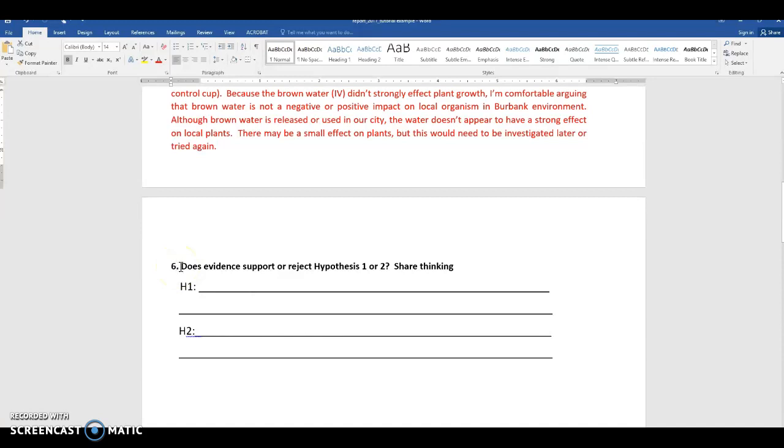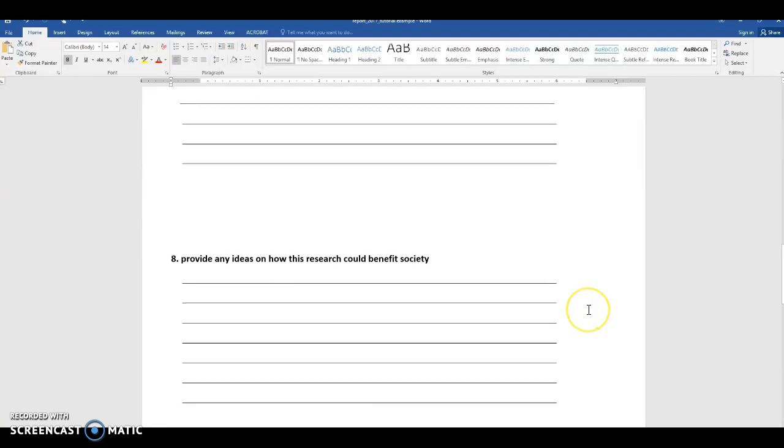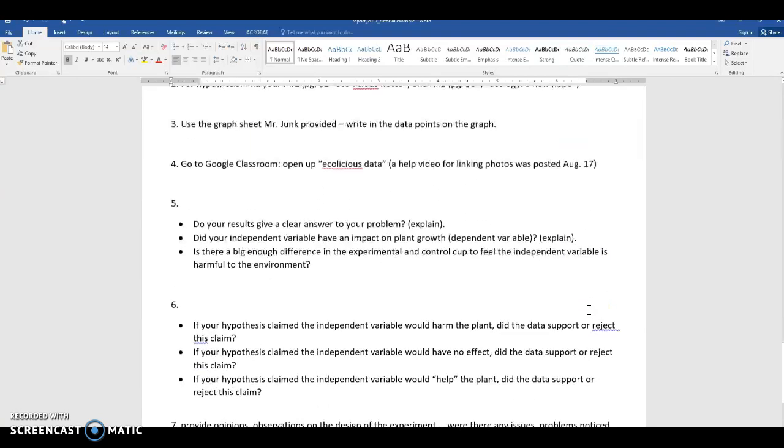All right, task 6 is, does the evidence support or reject hypothesis 1 or 2? Share your thinking. So you have to decide, does the evidence support hypothesis 1? Well, this is what we have to ask. So let's go down to page 3 where we get a little help.